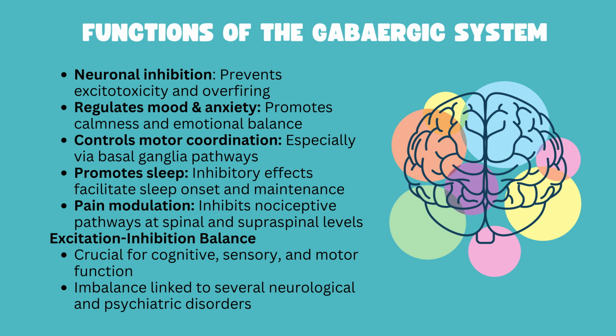The balance between excitation and inhibition is essential for normal brain function. It allows us to think clearly, move smoothly, and respond appropriately to our environment. GABA helps maintain this balance by controlling excessive neuronal activity. When this balance is disrupted, it can lead to disorders like epilepsy, anxiety, schizophrenia, and depression. Simply put, a stable brain depends on this delicate equilibrium, and GABA is key to keeping it intact.